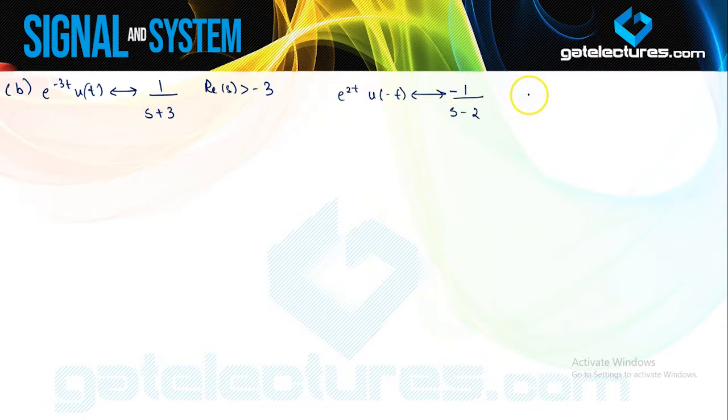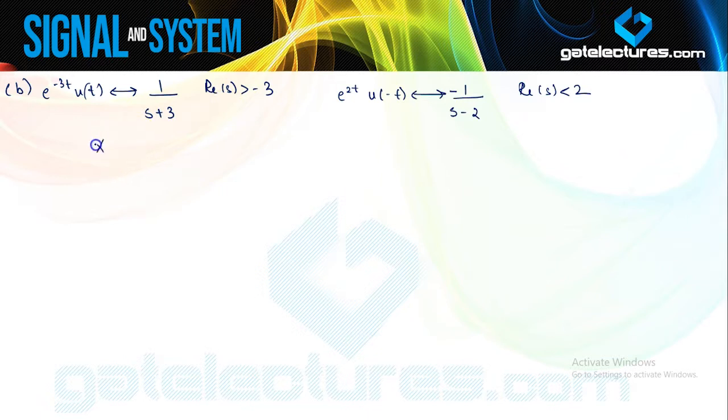So it's going to occur here, and the ROC is going to be real part of s less than 2, right? So these two ROCs are also going to overlap. This is greater than minus 3 and this is less than 2. So they're going to have an intersection. They're going to overlap for values of real part of s between minus 3 and 2.